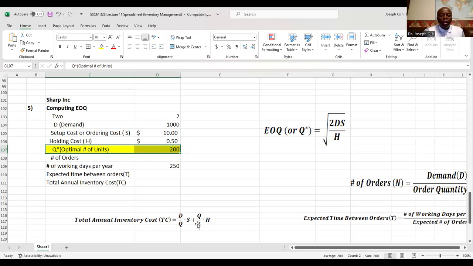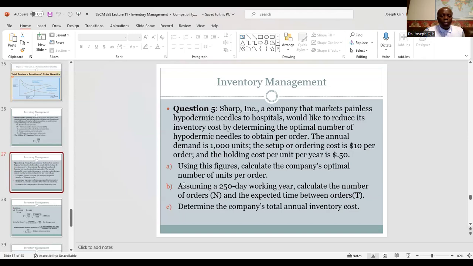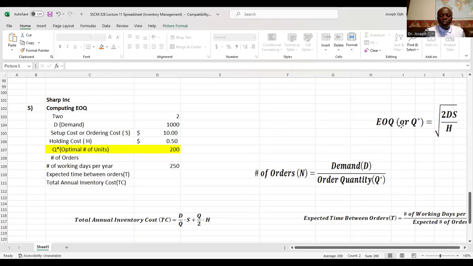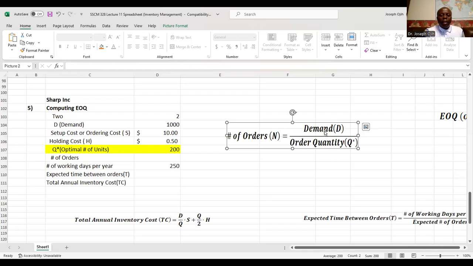Now part 2 says, assume that we have a 250 working day year, calculate the number of orders and the expected time between the orders. Okay. So taking you there, number of orders, you can see the formula right here. So let me remove this one and put this one here. Okay. This one is demand divided by order quantity.